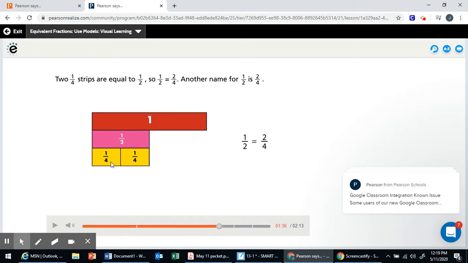So really when I'm looking at this, instead of looking at it as a fourth and a fourth, like we learned in previous lessons, we could name this 2/4. And because it's lined up the same, 2/4 is equal to 1/2. Or you might say 2/4 is equivalent to 1/2. Okay, let me erase this and we're going to keep going with the video.